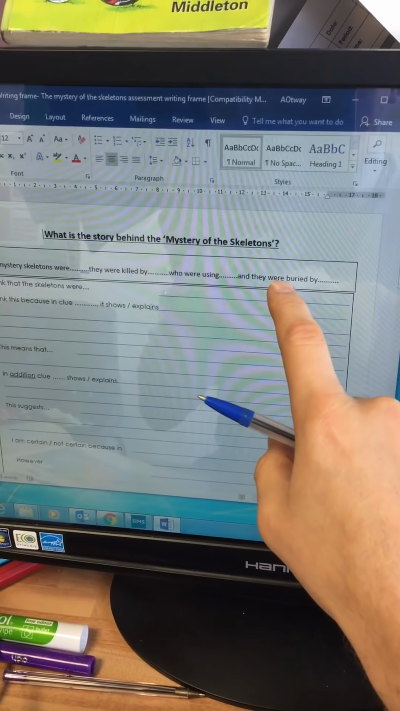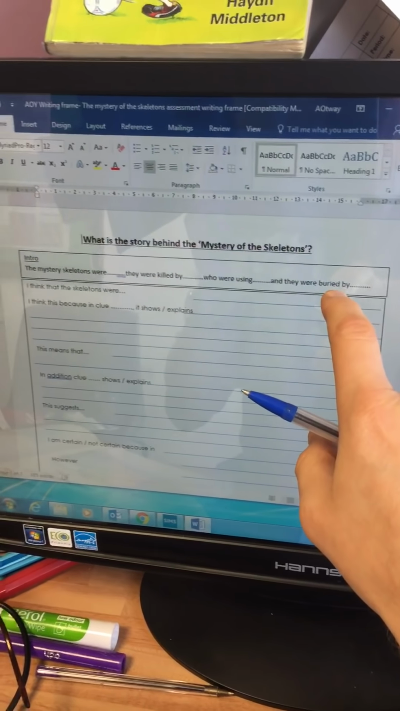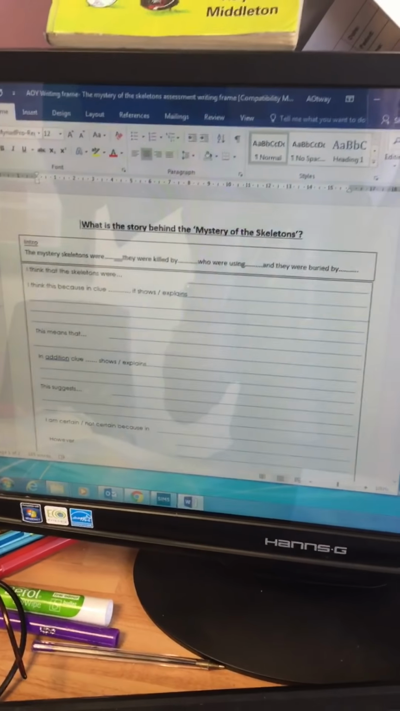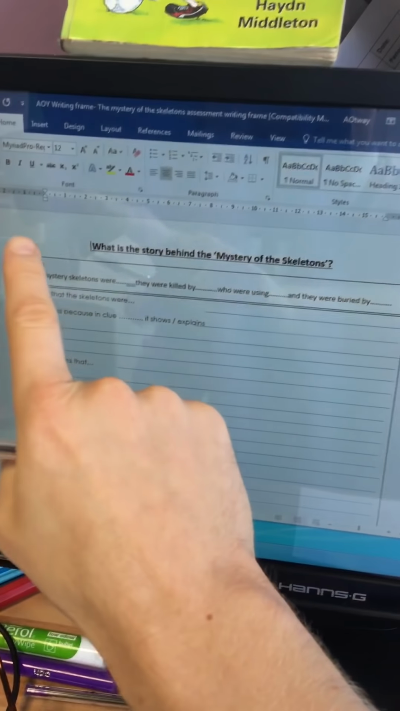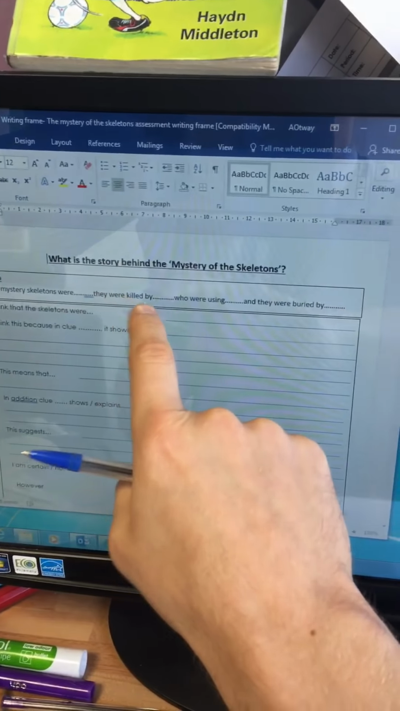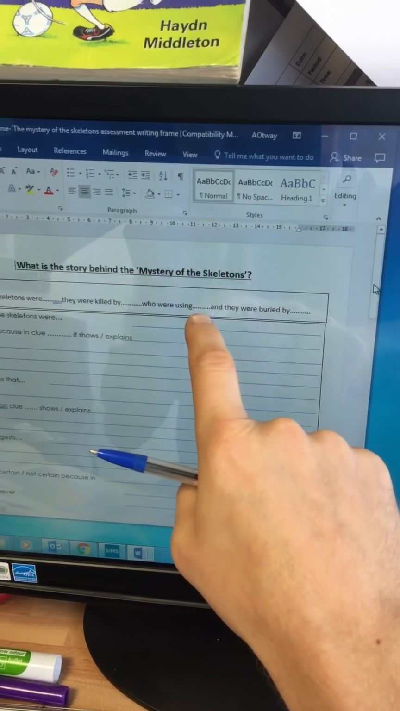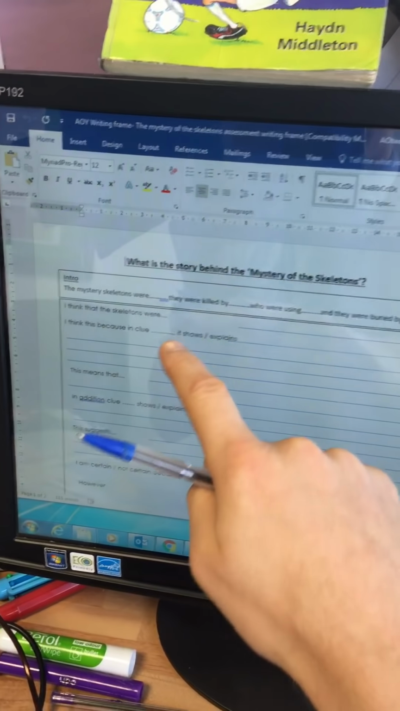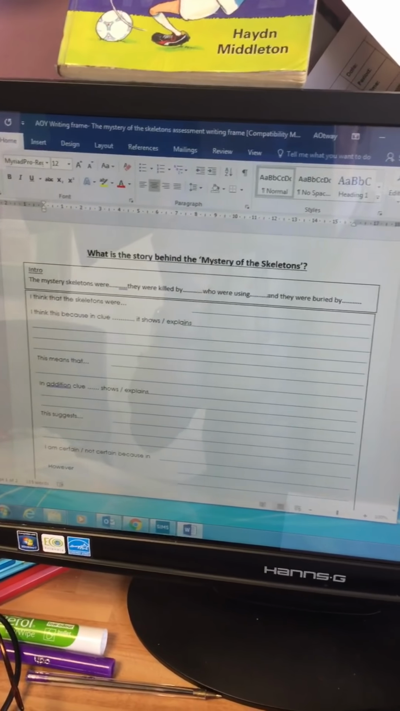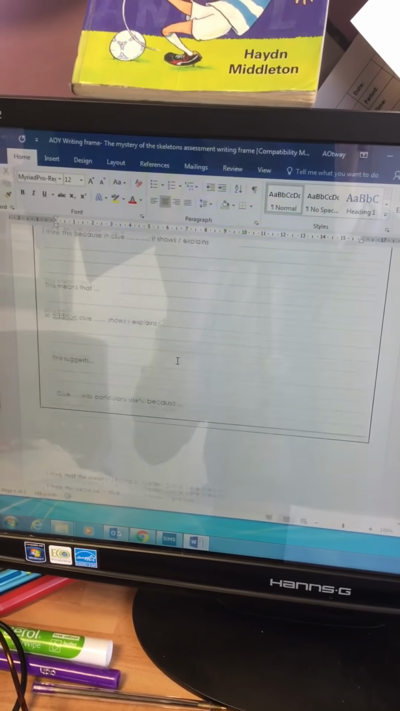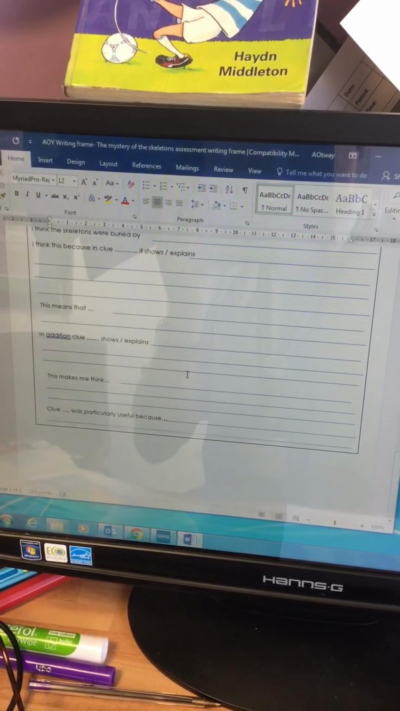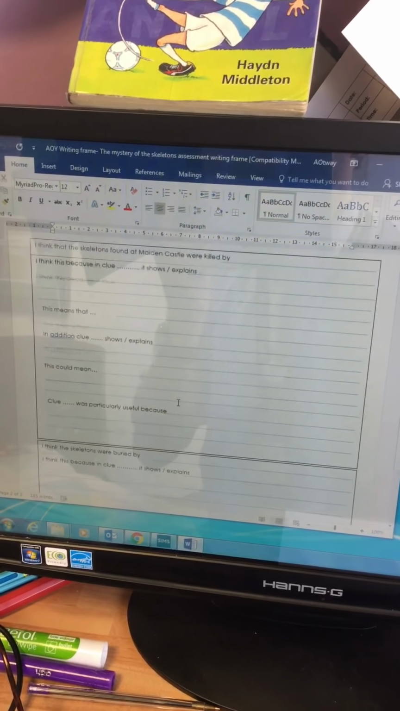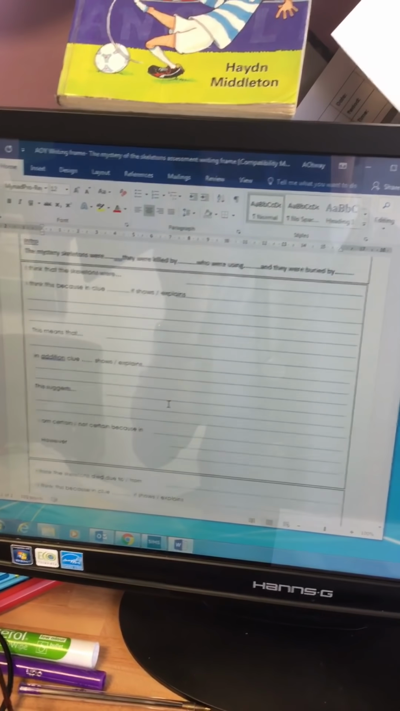You don't have to put the "buried by" bit, that's just an addition that I've put, just in case you've had an idea about that. The crucial thing is, I think the skeletons were these people, they were killed by these people who were using this. And then you go in to write your paragraphs. And you can see here there's possibly four paragraphs, and then you would probably write yourself a conclusion.